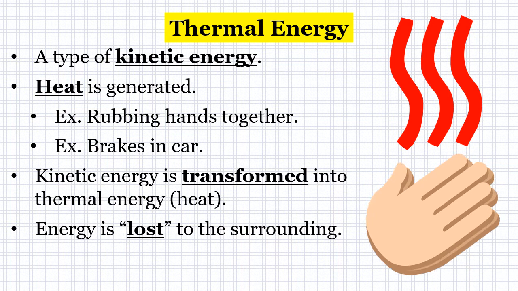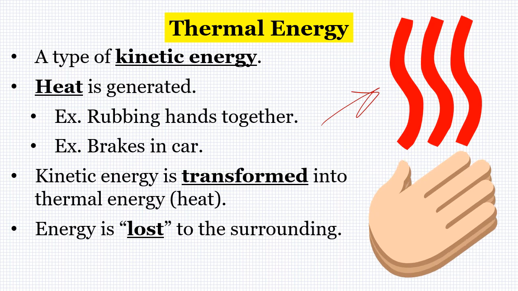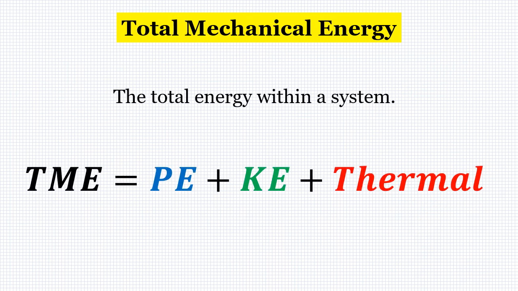So you're doing all this work to rub your hands together. They start to get warm. All that energy that you generated is transformed into thermal energy, and then it's being released into the system, the surroundings. Okay? And finally, we have total mechanical energy, and this is the total energy within a system.